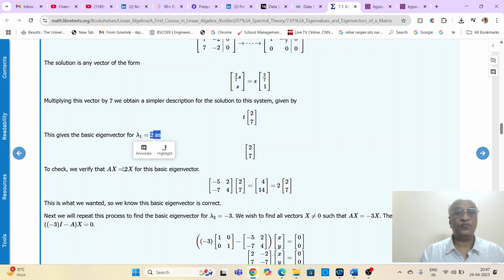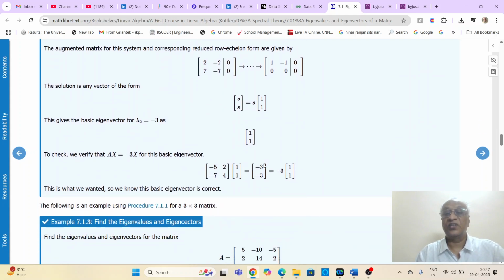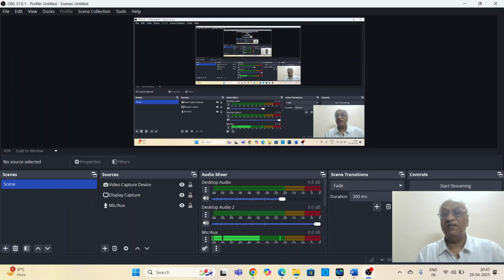Same thing you can apply for the other value, lambda 2 equal to minus 3, and derive the results. So this is a simpler explanation of eigenvalues and eigenvectors.